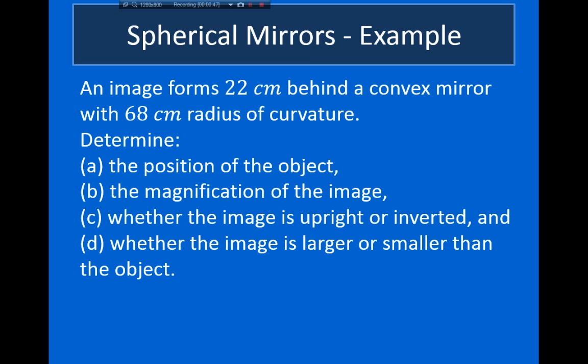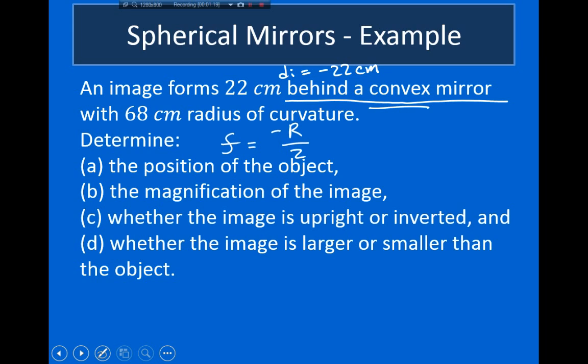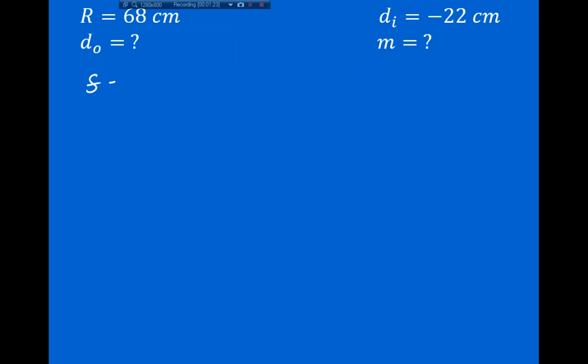So here we're told that the image forms behind the mirror. So this means that dI is equal to negative 22 centimeters. Remember, that was the sign convention that we established for the position of the image: if the image is behind the mirror, then dI is going to be negative. We're also told that the mirror is a convex mirror. That means that my focal length is going to be minus the radius of curvature divided by 2. Remember, the focal length for a convex mirror is always negative. So here we see that our focal length is going to be equal to negative 34 centimeters.